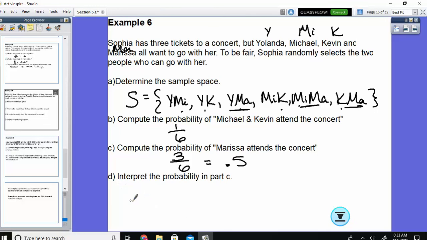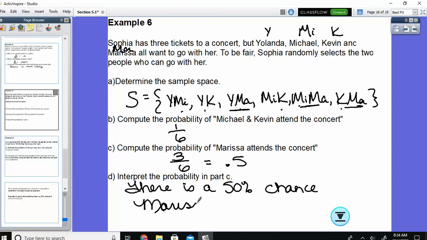Interpret the probability in part C. So what this means is there is a 50% chance Marissa attends. So interpret is just writing a sentence, changing your probability to a percent.